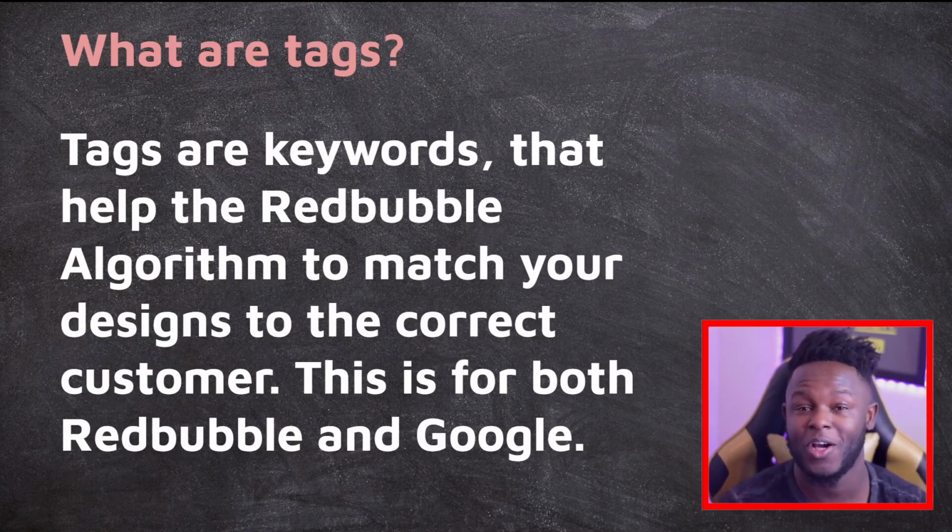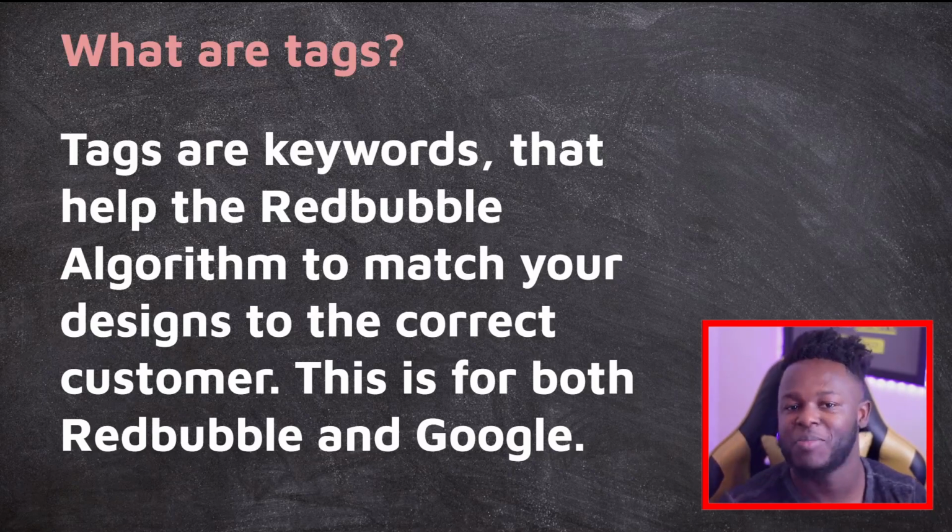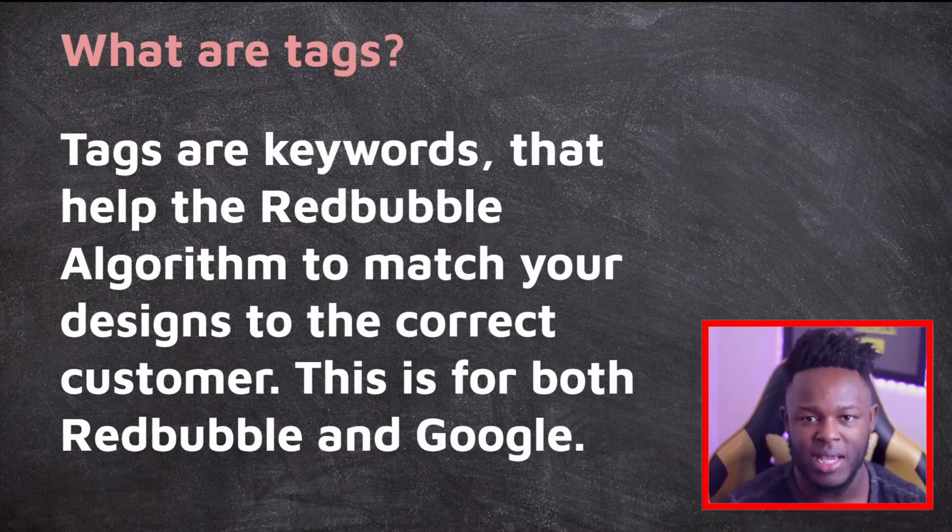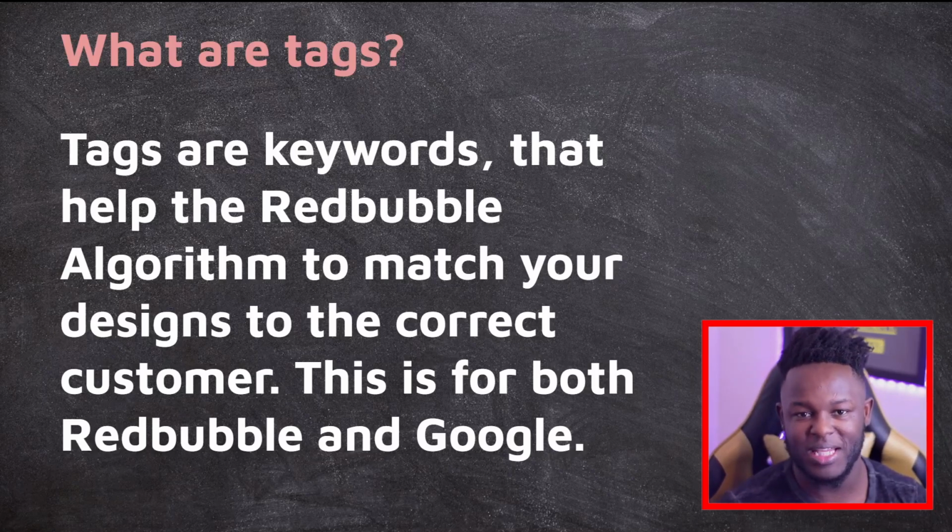Tags are the keywords that help the Redbubble algorithm to match your designs to the correct customer. And this is for both Redbubble and Google search. A lot of people think whatever they do in regards of their designs, tags, and keywords will optimize their shops just for Redbubble, but no. Keywords and tags optimize your design listings for Google search as well. So this is something you want to be taking seriously if you are looking to turn this into a solid passive income stream for yourself long term.